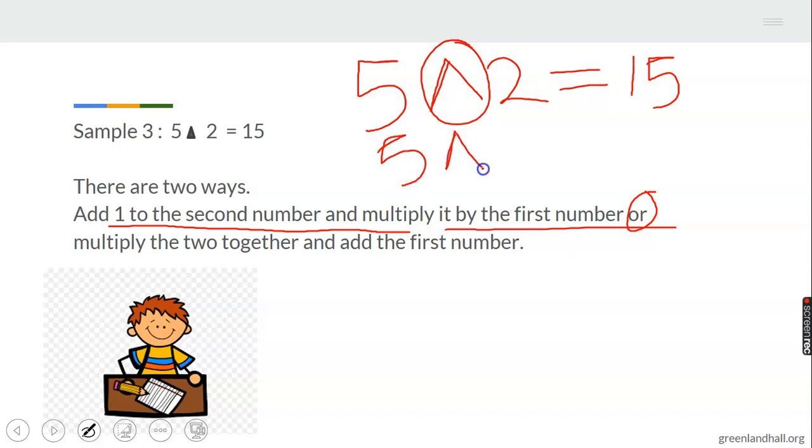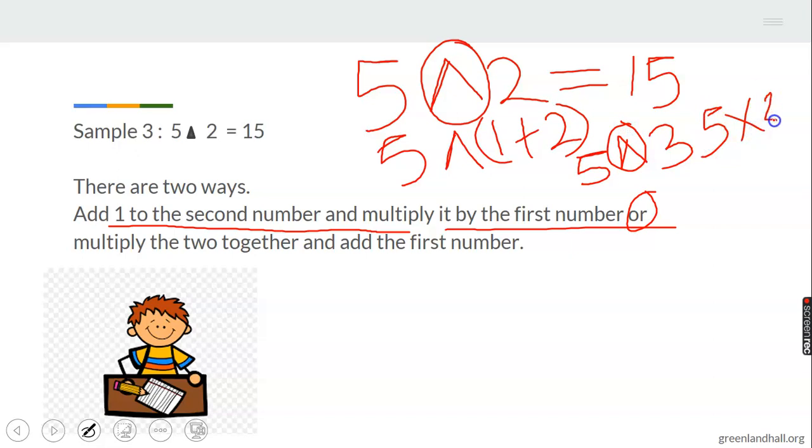My sign is here. Add 1 to the second number. 1 plus 2. Beautiful. Now, what would this give me? This is going to give me what? 5. And my sign, 1 plus 2 is 3. What did they say? Multiply by the first number. So that means this is times. The other one is divide. So 5 times 3, that will give us 15. Is that correct? Yes. Or there's an or again. So we have another method. You can multiply the 2 numbers together and add the first number to it.